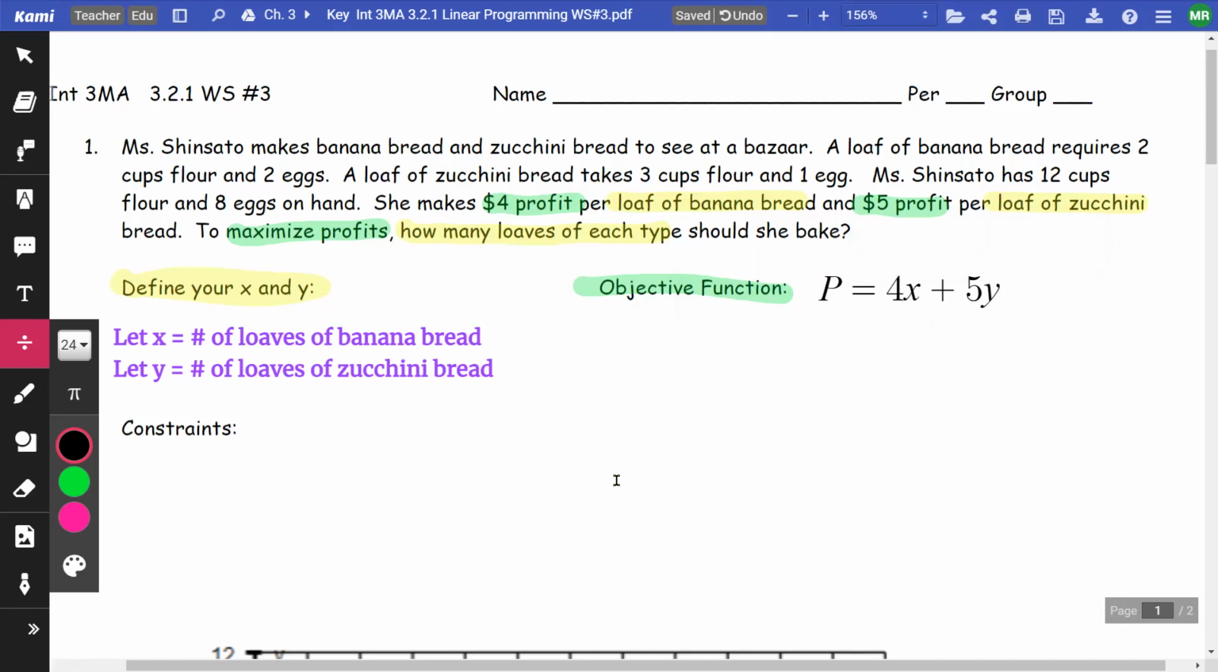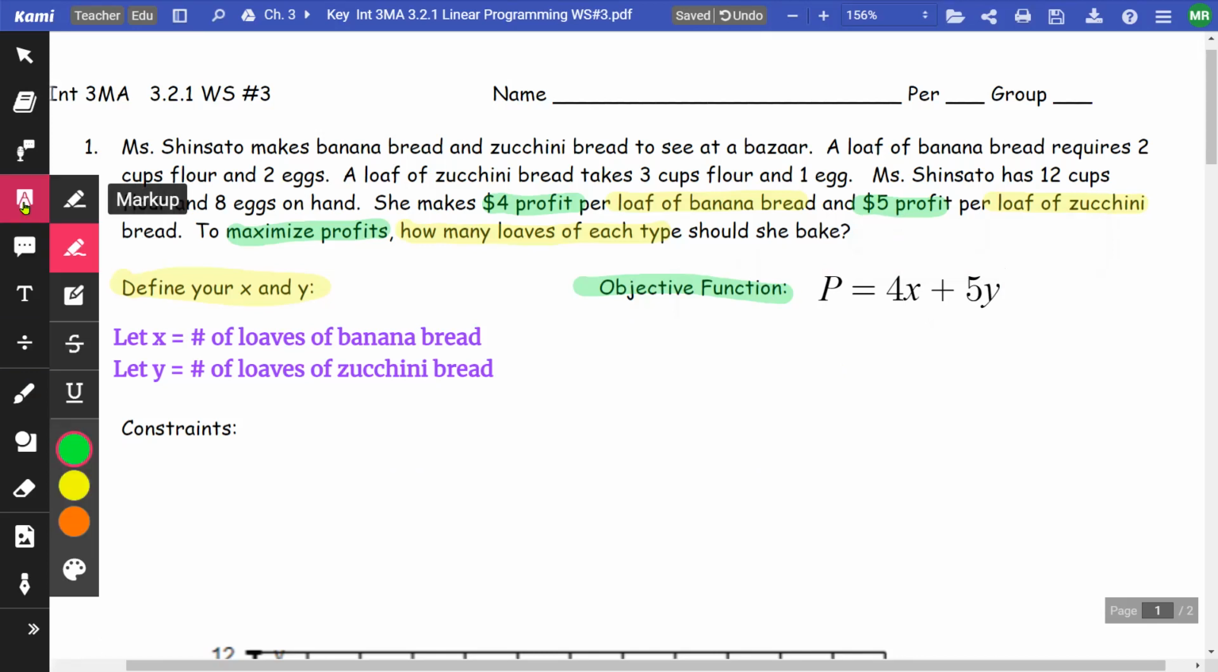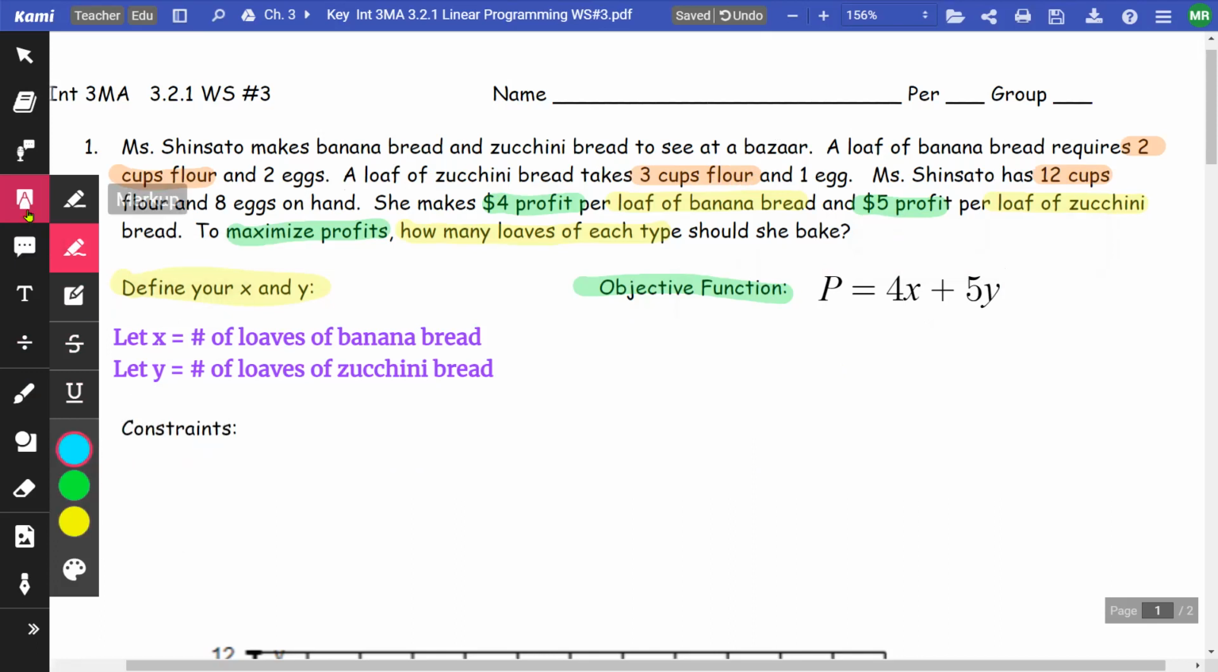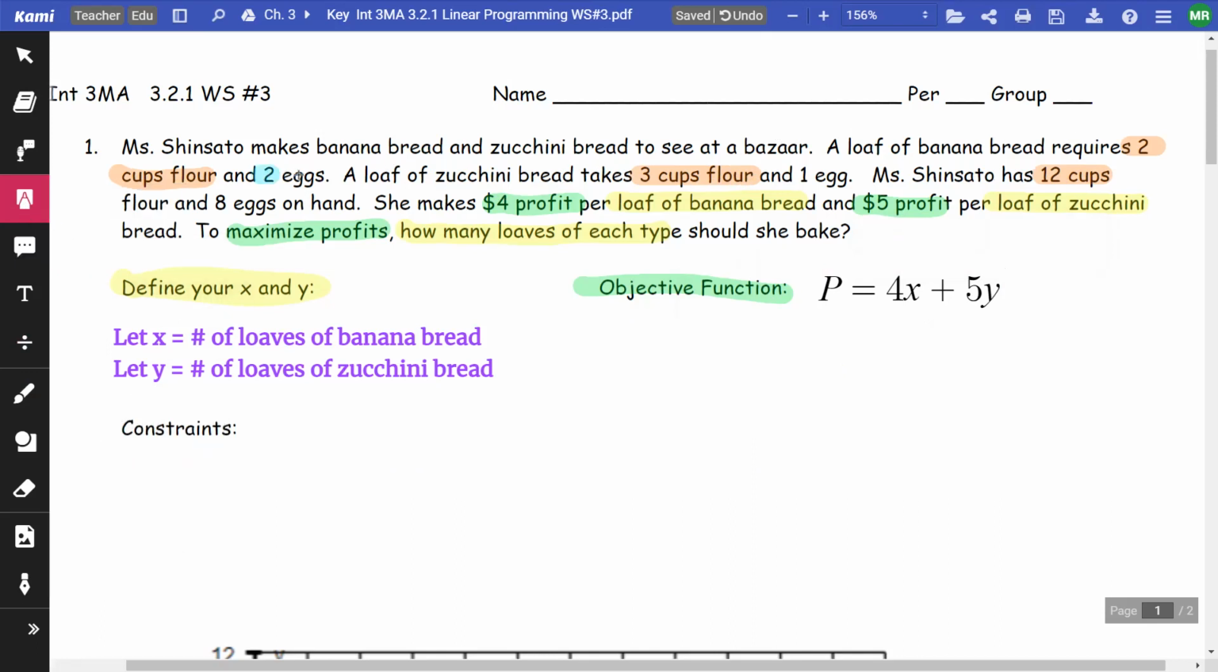Okay. Now, constraints. Constraints are restrictions, and we have some resources that we don't have tons of. We have flour. We need 2 cups flour and 3 cups flour, and we only have 12 cups flour. So I'm going to write an inequality or a constraint for that. We also have eggs. We need 2 eggs here, we need 1 egg here, but we only have 8 eggs total.